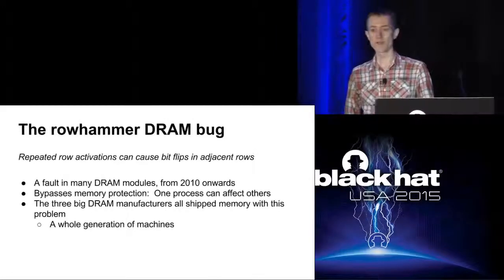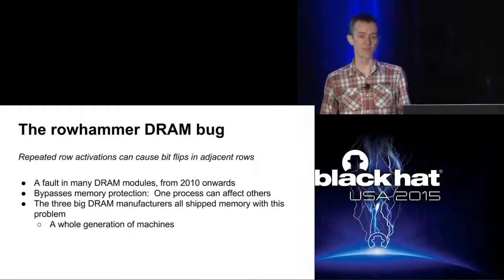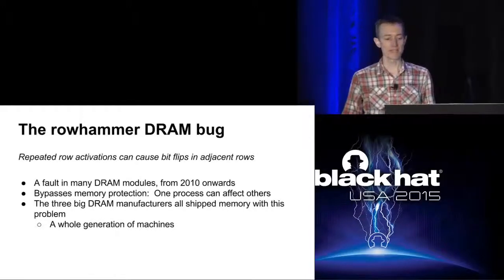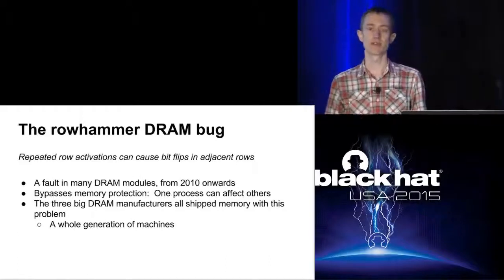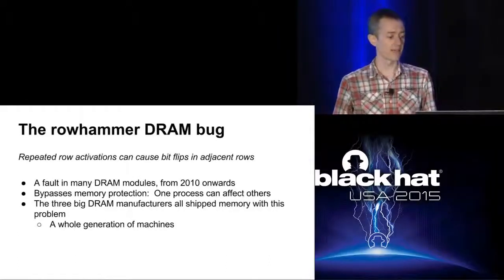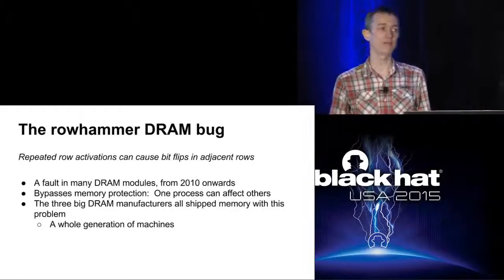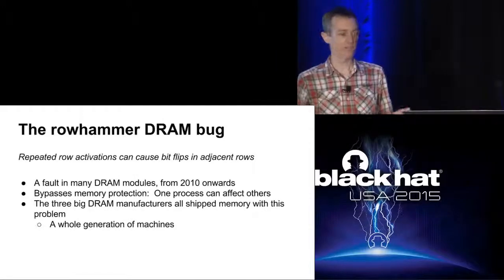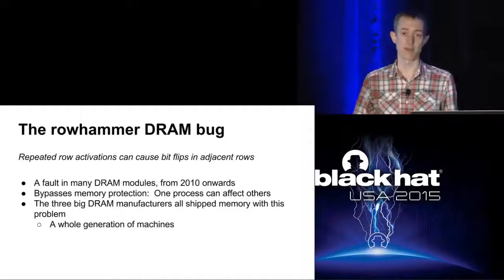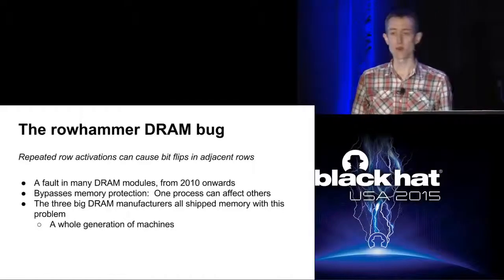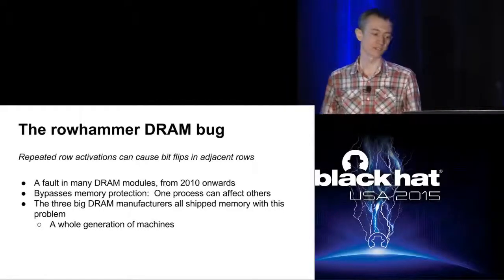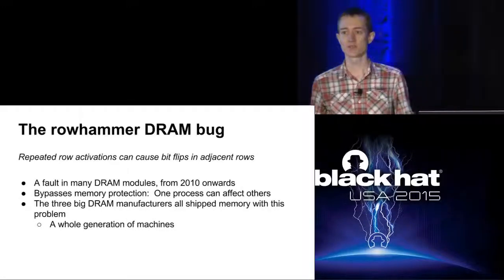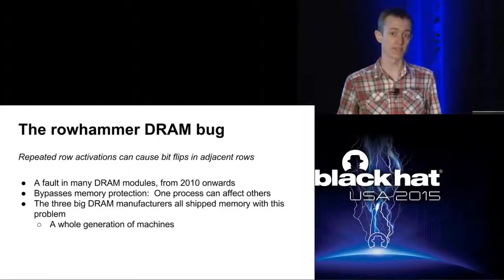This is a fault with many DRAM modules manufactured from around 2010 onwards. And the bug is that repeatedly reading from one page in memory can cause corruption in other pages. And potentially those pages can be used by other processes or by the kernel. This bug is dangerous because these errors bypass memory protection. And all of the three largest DRAM manufacturers have shipped DRAM with this fault. So there's a whole generation of machines out there that are prone to this problem.